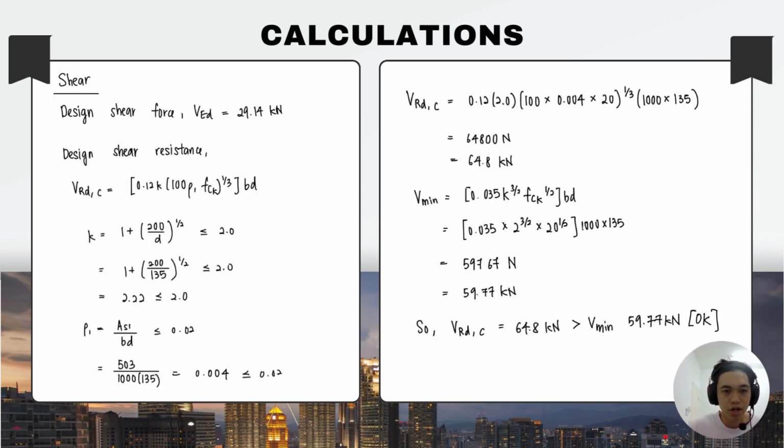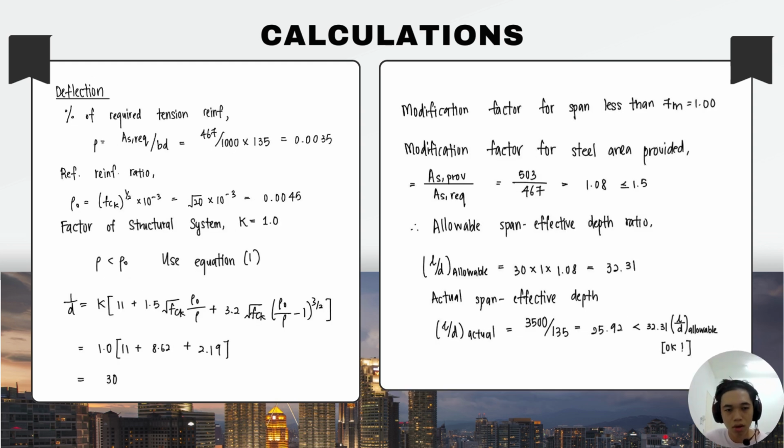Okay, for the shear part, based on the design shear force from the previous calculation that we have obtained, which is 29.14 kilonewton, and based on the formula that we have learned during the classes, we got the VRD, which is 64.8 kilonewton, and for the V minimum, which is 59.77 kilonewton, which is bigger than the V minimum, which means it is okay and suitable.